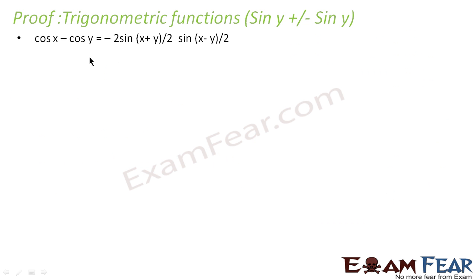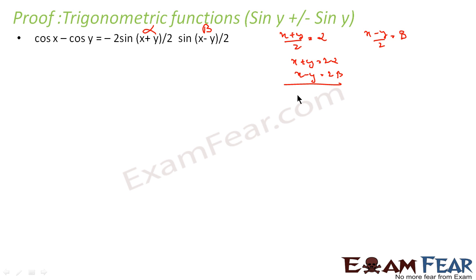Similarly, we have to prove again that cos x minus cos y is equal to minus 2 sin of (x plus y) by 2 and sin of (x minus y) by 2. So here also we'll take (x plus y) by 2 as alpha and (x minus y) by 2 as beta. So when you solve this again, x plus y is equal to 2 alpha and x minus y is equal to 2 beta.